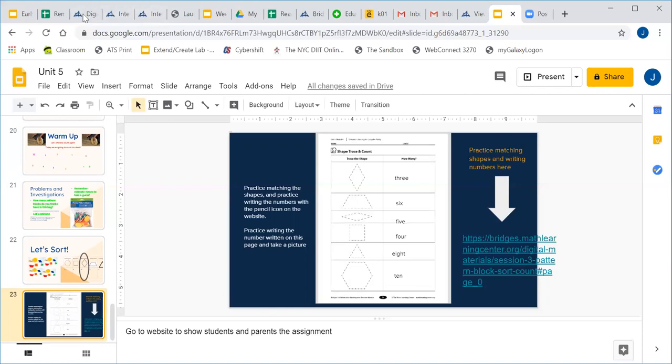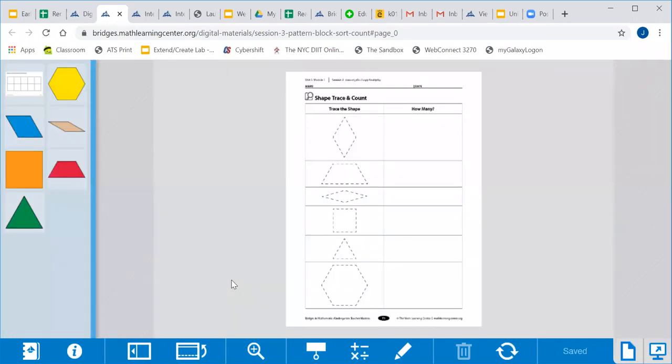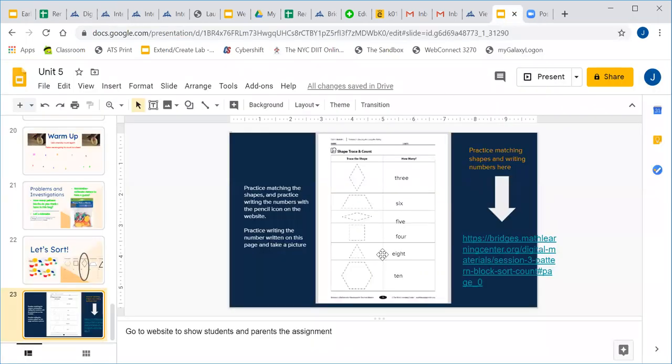All right, now let's go to it. Let's see. Here we go. Here it is. Pattern block, shape, trace, and count. So you see on the side of my screen here, I have all of the pattern blocks, and I'm going to match them up. So let's see. I have this one, but that doesn't look like a diamond. I don't know how to do that. All right, so let's take the hexagon and match it up, all right? And let's go back to the slides and see, how many did Miss Ewan say to write? Oh, Miss Ewan said to practice writing the number 10 for the pattern block, for the hexagons.